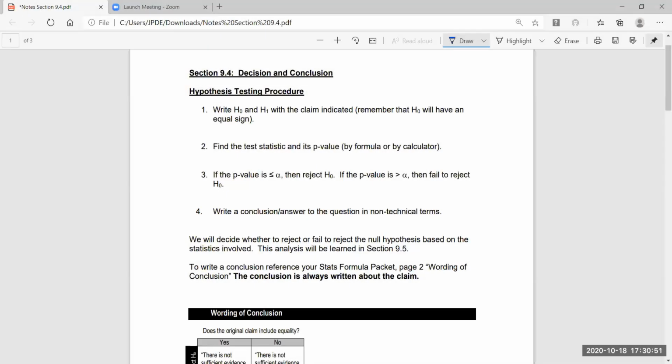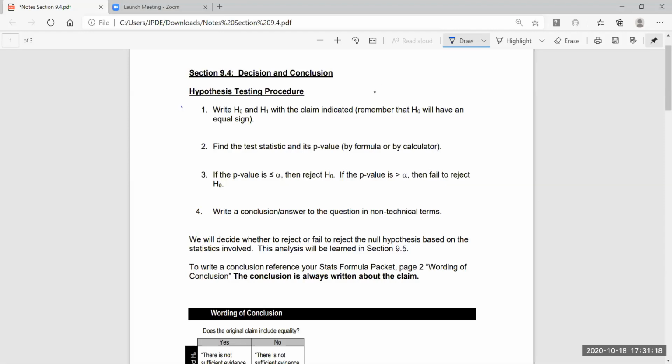Hi class, we're doing section 9.4, which is called decision and conclusion today. We intentionally have skipped 9.3 and 9.2. I'm rolling those into these other sections, so it will work just fine. I have the hypothesis testing procedure listed on this notes sheet again.